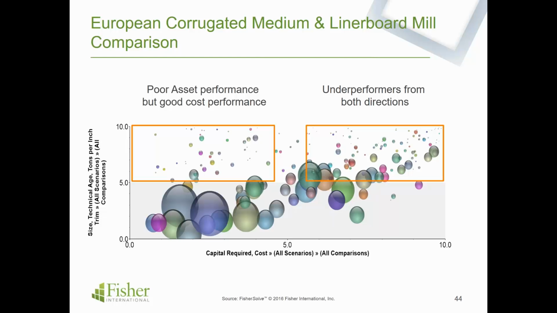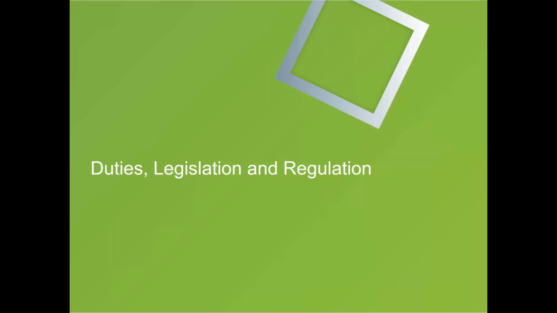And then there are some underperformers from both directions, and possibilities to survive or develop are limited. But then there are some lines that have poor asset performance in terms of size, technical age, tons per inch, but good cost structure. So is there something that can be done for those lines? It's a good question, and going further into details will give answers.